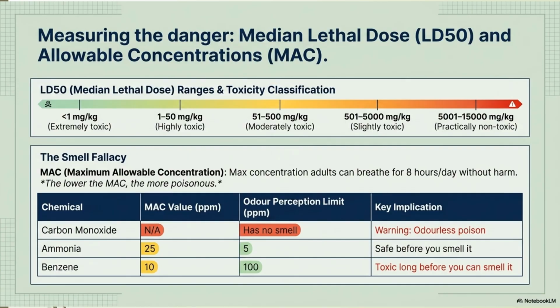Beware of the smell fallacy. Relying on your nose is dangerous. Carbon monoxide is completely odorless. Ammonia can be smelled before reaching harmful levels. However, benzene becomes toxic at 10 parts per million, but you can't smell it until it reaches 100 parts per million, meaning you are severely poisoned long before you smell it.